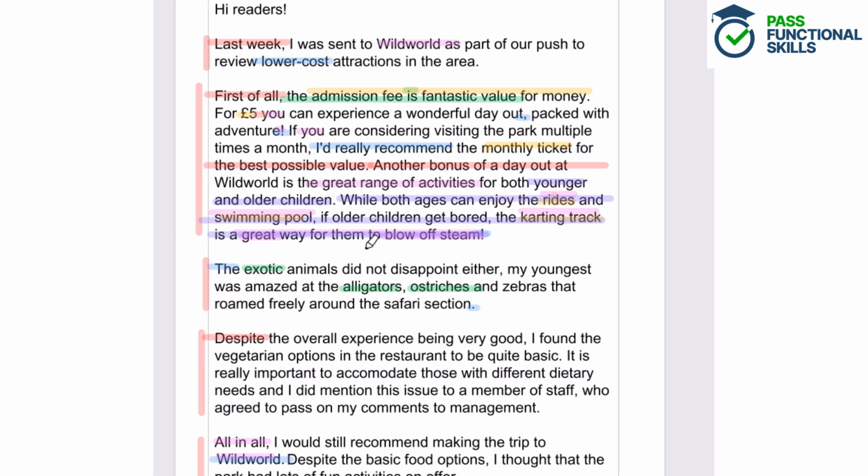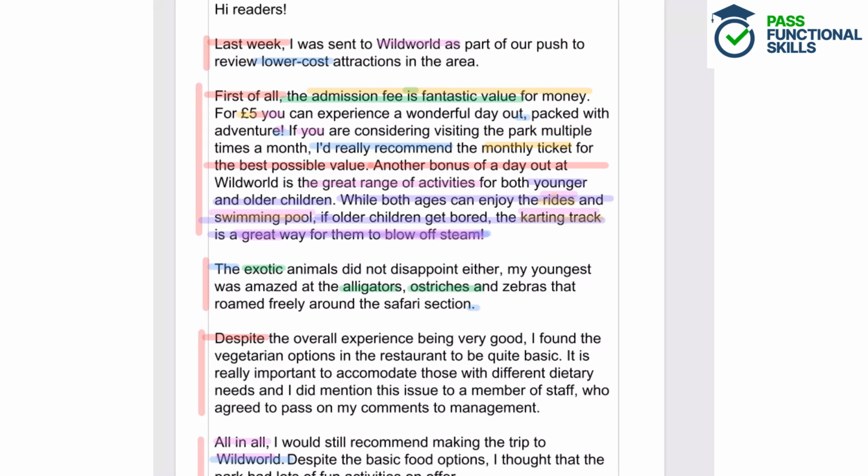While both ages can enjoy these rides, if the older children get bored, so adding this conditional if in there, and then adding more ideas and an opinion here, so it's a great way for them to blow off steam. So connect your facts, opinions and ideas together in a logical way and try and make sure that your sentences flow on from one another. This can be quite tricky and it will require you to practice writing quite often, but you will get the hang of it eventually and you'll be able to really impress the examiner with your ability to connect ideas together.